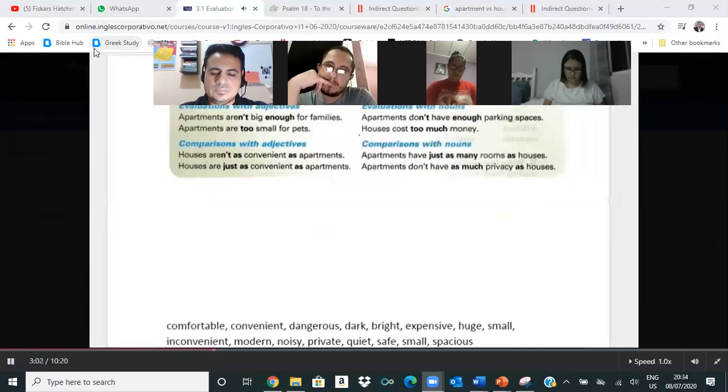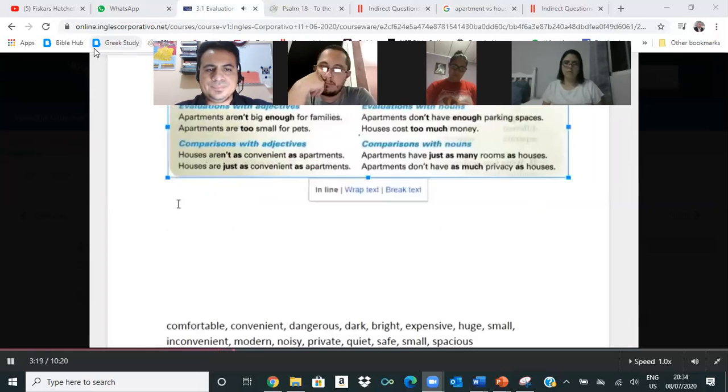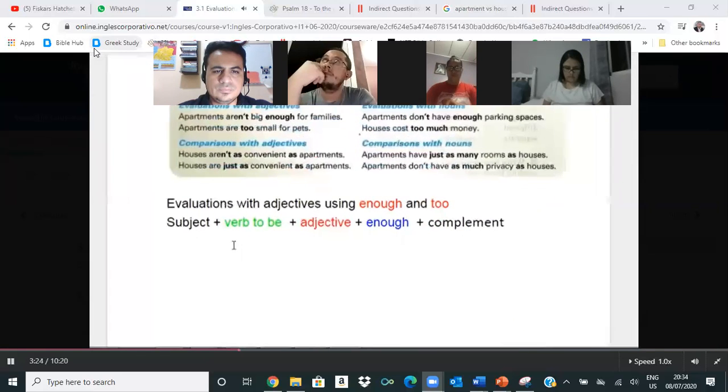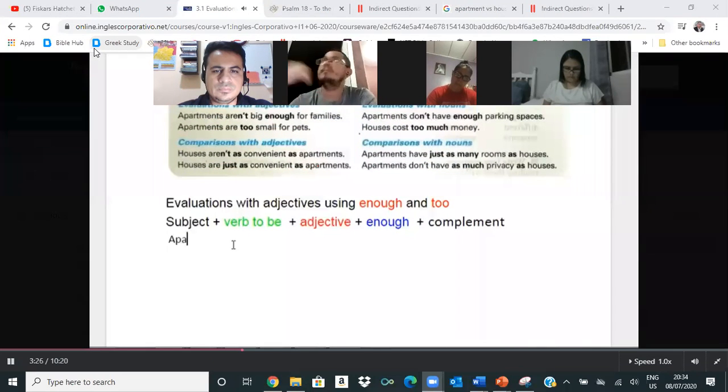Let me present some structure at this time on how to make sense of this evaluation that you see there towards the left. Apartments aren't big enough for families. So in order for us to make that particular evaluation, we can think of the following structure. So let me go ahead and write that now. Following this structure, we can see that we're going to have a subject. So in this case, we have apartments. This is followed by the verb to be. In this case, it happens to be in its negative form.